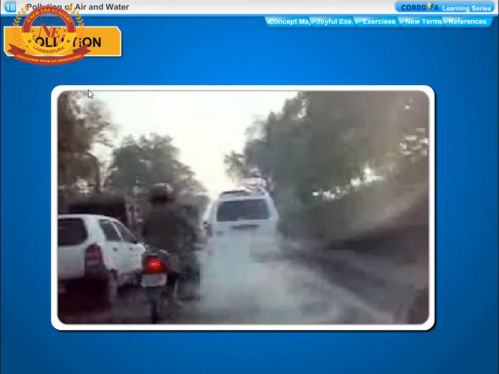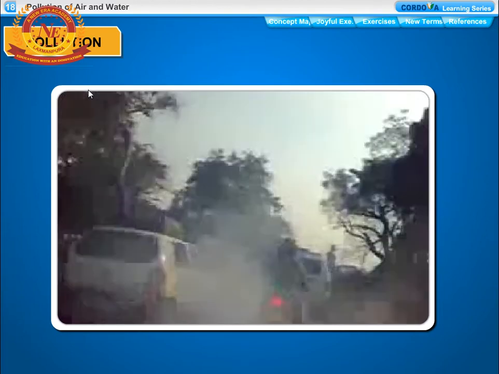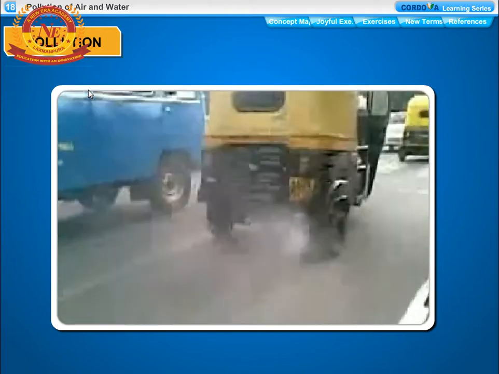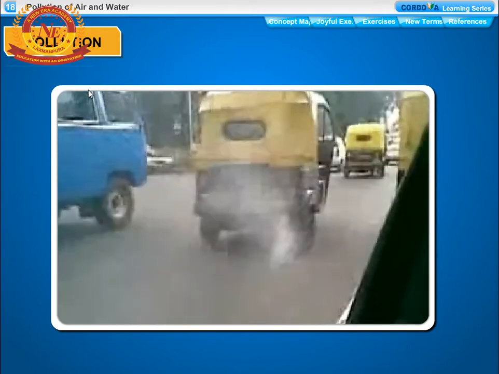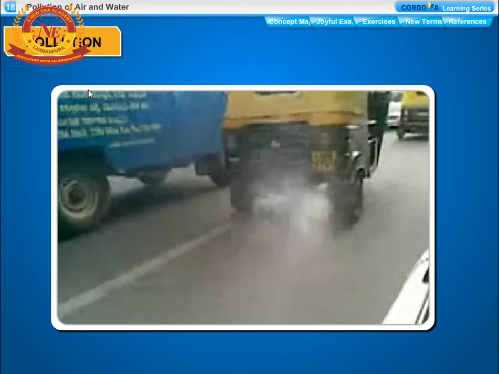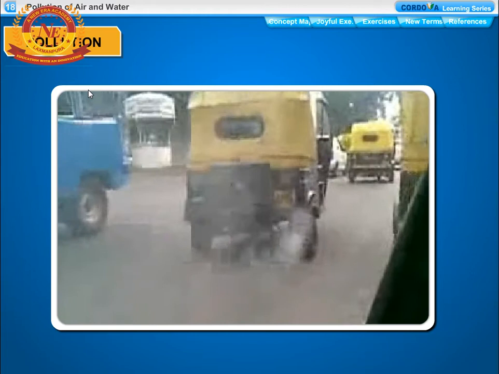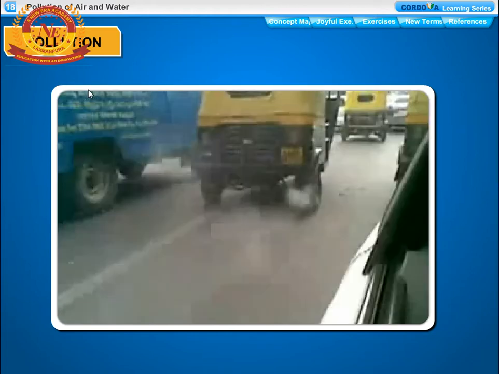Carbon monoxide, oxides of sulfur and nitrogen, dust, smoke, etc. are all pollutants. These unwanted and harmful substances deteriorate the quality of air and water. A substance becomes a pollutant when its concentration increases beyond a permissible limit in the environment.